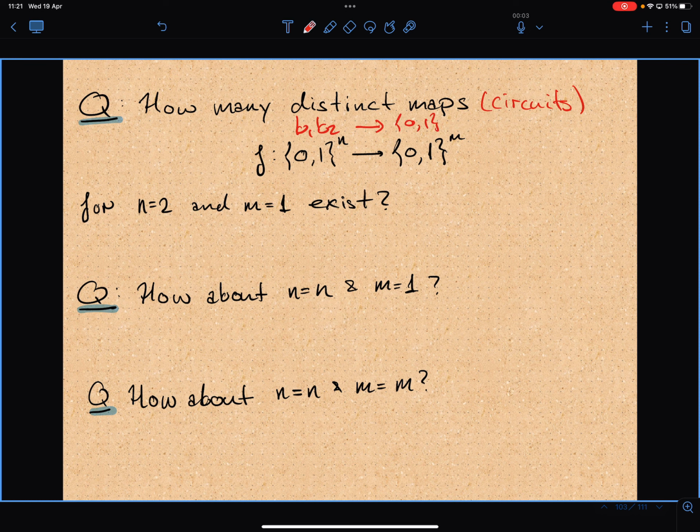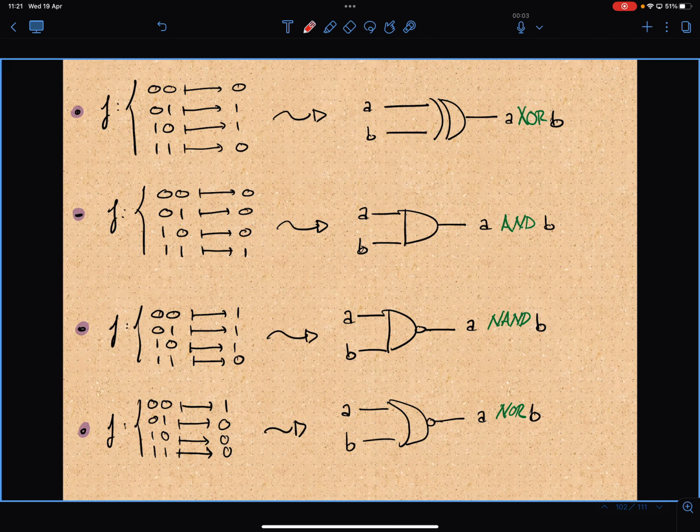For n equals 2, the domain is going to be sequences of 2 bits, B1, B2, and each is going to map to either 0 or 1. So this is what we had here. As you can see in this example, these are all the sequences of 2 bits, and they map to either 0 or 1. So it's this type of map.